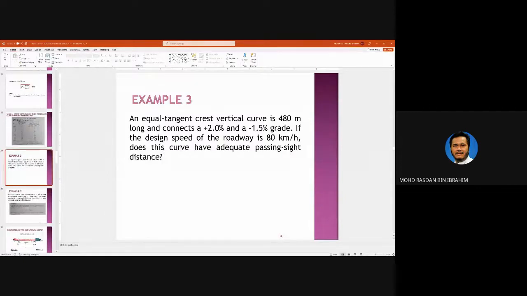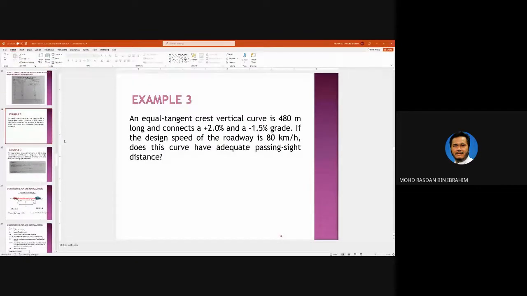So example 3. An equal tangent vertical curve is 480 meters long, connects 2.2% and negative 1.5% gradient. If the design speed of the roadway is 80 kilometers per hour, does this curve have adequate passing sight distance? You're just given the positive 2.2% and negative 1.5%, and the length of curve is 480 meters. Design speed 80.